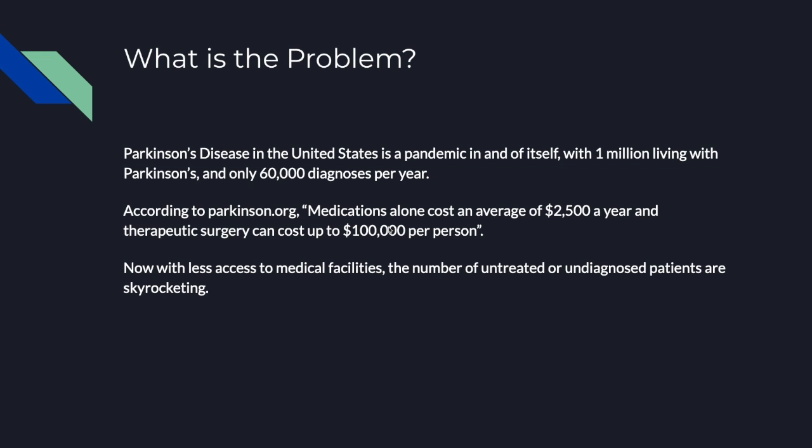What is the problem? Parkinson's disease in the United States is a pandemic in and of itself, with 1 million living with Parkinson's and only 60,000 diagnoses per year. According to Parkinson.org, medications alone cost an average of $2,500 a year, and therapeutic surgery can cost up to $100,000 per person. Now, with less access to medical facilities, the number of untreated or undiagnosed patients is skyrocketing.